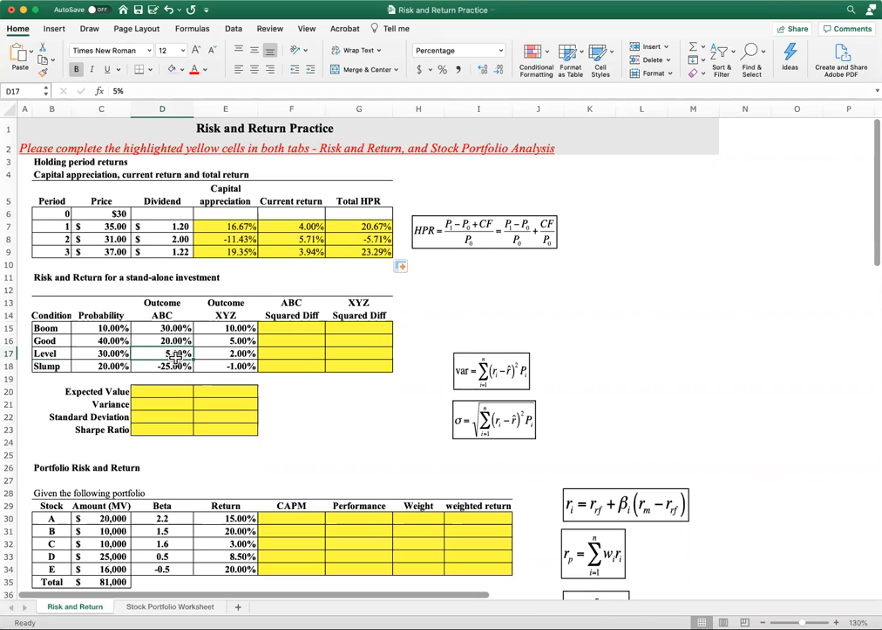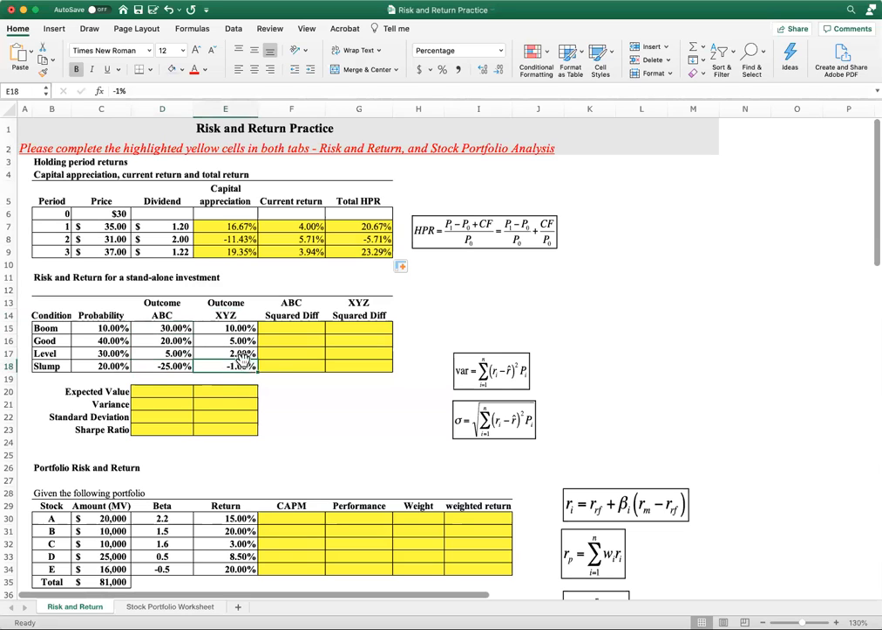So you have two standalone investments, A, B, C, and X, Y, Z here, right? I want you to write this down. Make a judgment right now, just write down, A, B, C, and X, Y, Z, which one is riskier? Which one is riskier, right? So write that down. And then, if you look at these numbers, right, the range, this is from negative 25% possible, right? Possible outcomes to 30%.